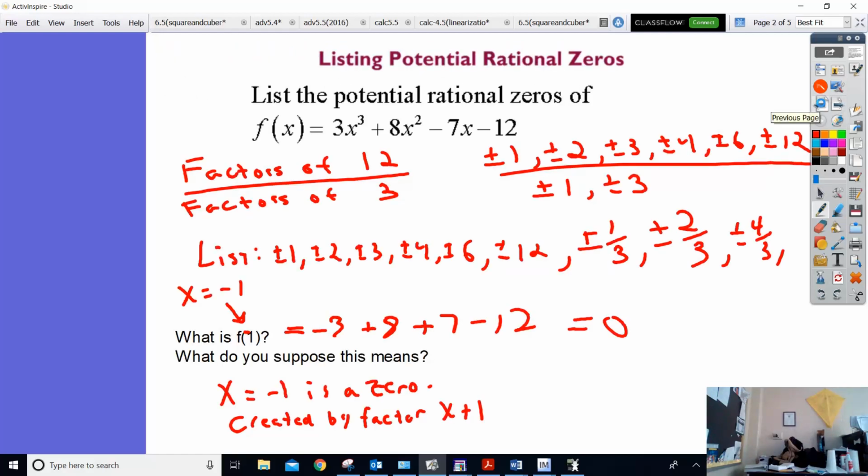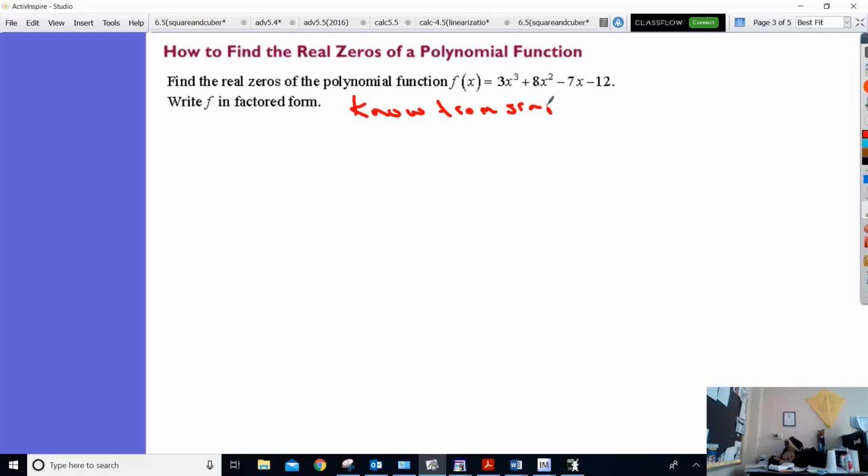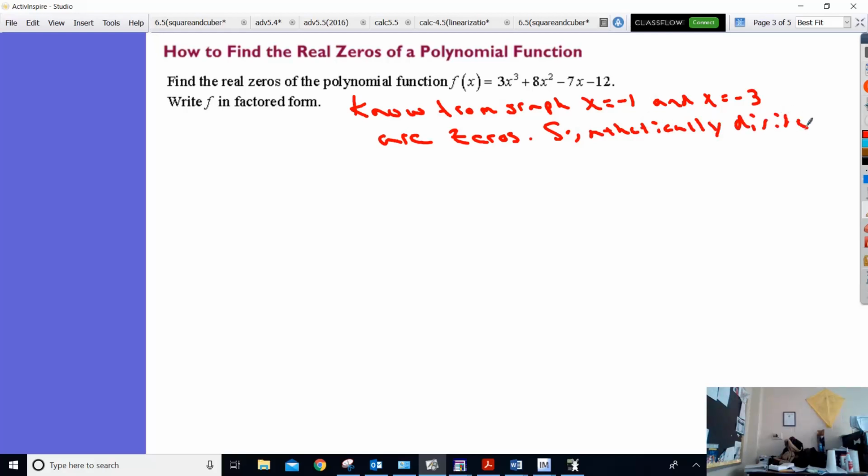Now, I don't remember everything I saw on that graph, but I do know that -1 was a 0. What was another one? Maybe -3? What we're going to do is use synthetic division. We know from the graph that x equals -1 and x equals -3 are zeros. We're going to synthetically divide them out. I guess you could just kind of cheat and use everything from your graph. But not everything that you look at in your homework actually has 3 real zeros.